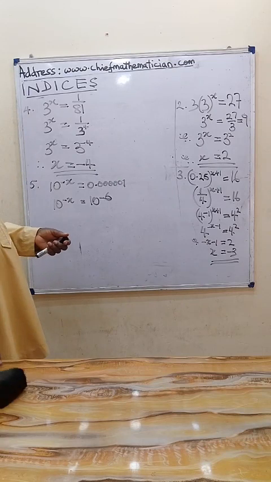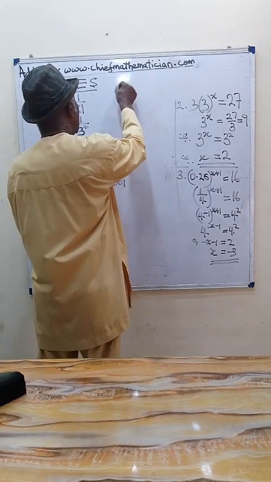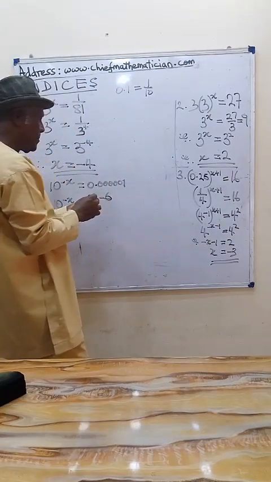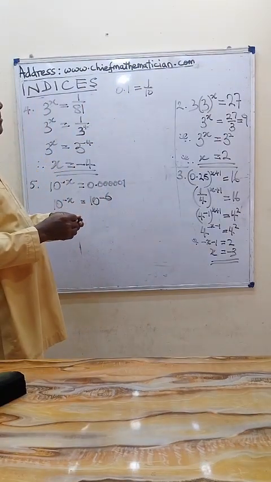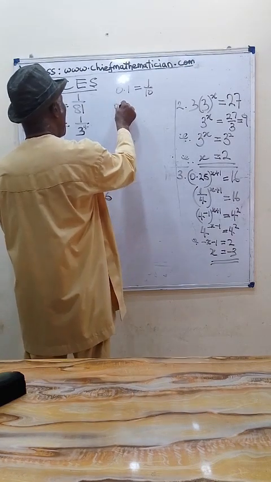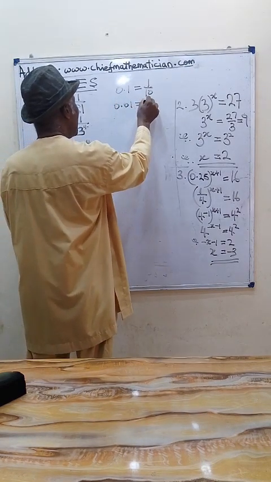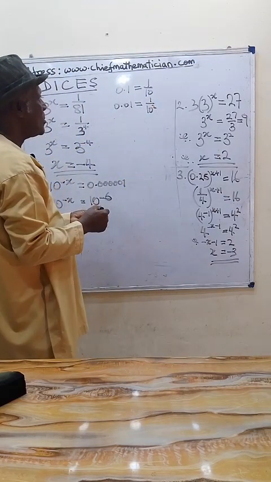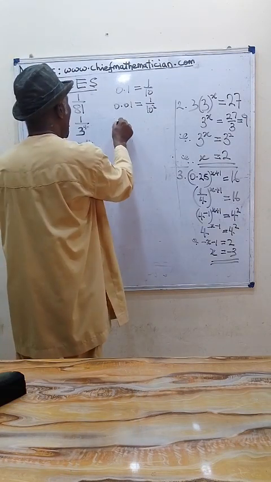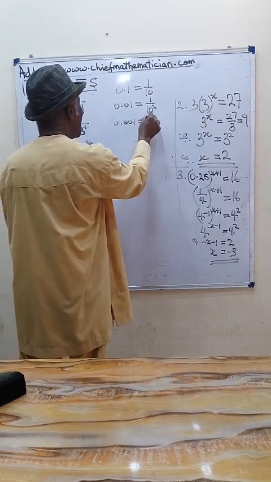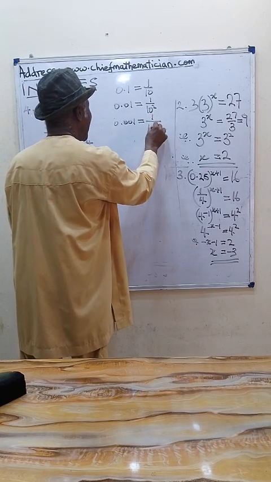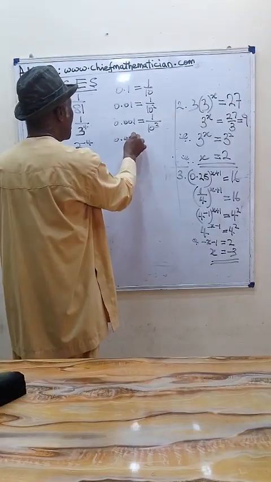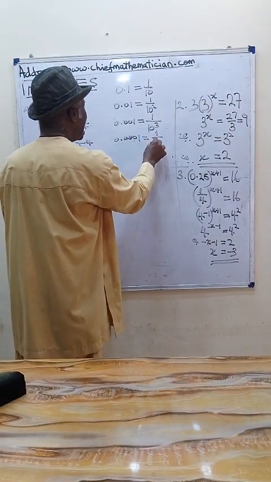Don't forget that 0.1 is the same thing as 1 over 10. 0.01 is the same thing as 1 over 10 to the power 2. Yes. 0.001 is equal to 1 over 10 to the power 3. 0.0001 is equal to 1 over 10 to the power 4.